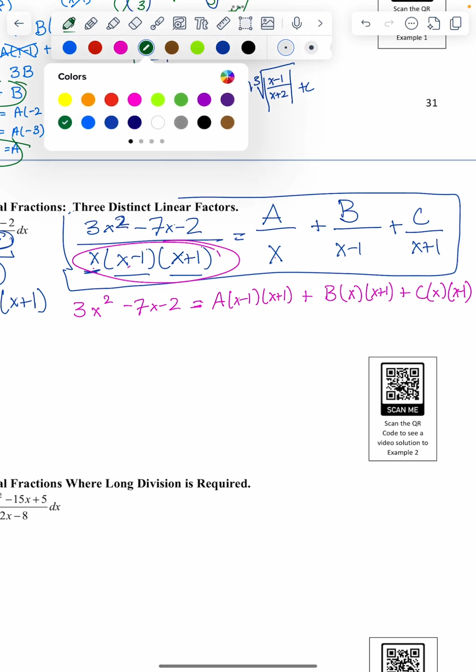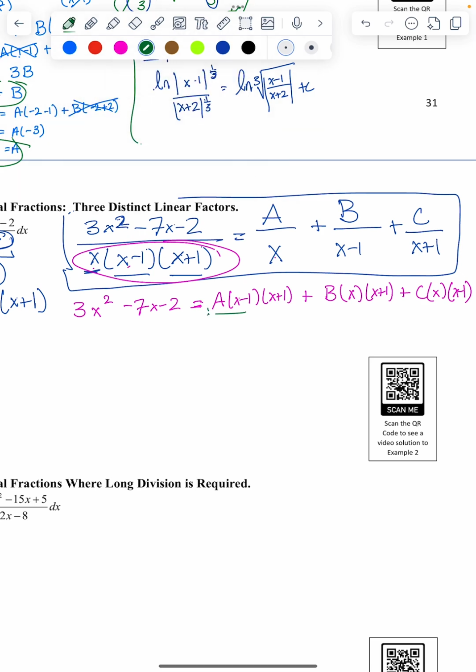So again, I look at the factors, right? There are three possibilities. I'm going to let x equal 1, because that's one of my answers from that denominator. I'm going to let x equal 0, because that comes from that. And I'm going to let x equal negative 1, because that comes from that factor. So when you do that, it actually helps you solve a, b, and c.